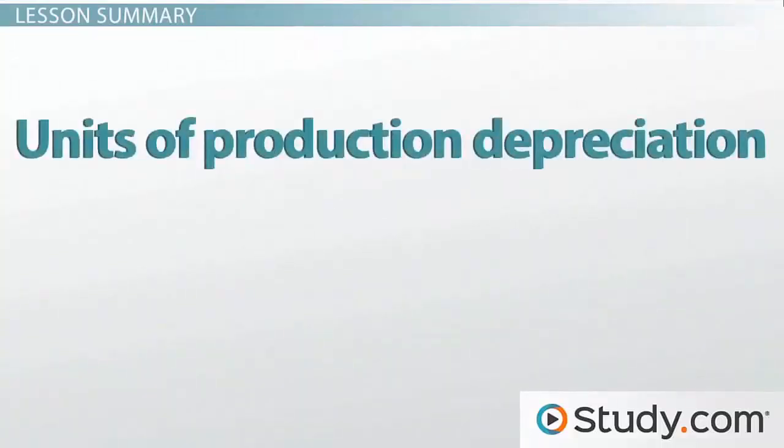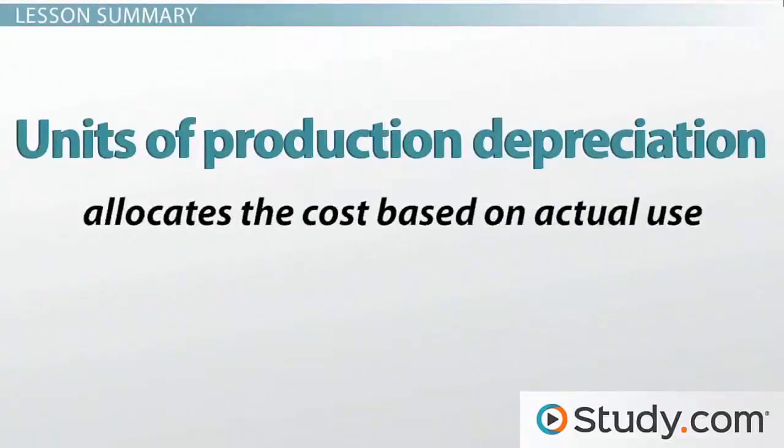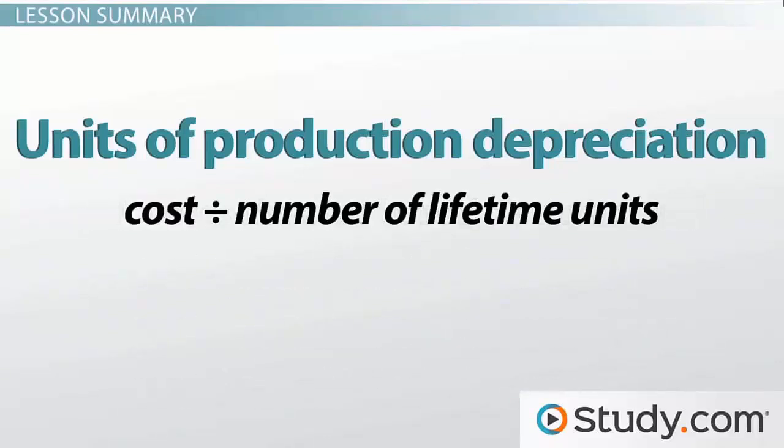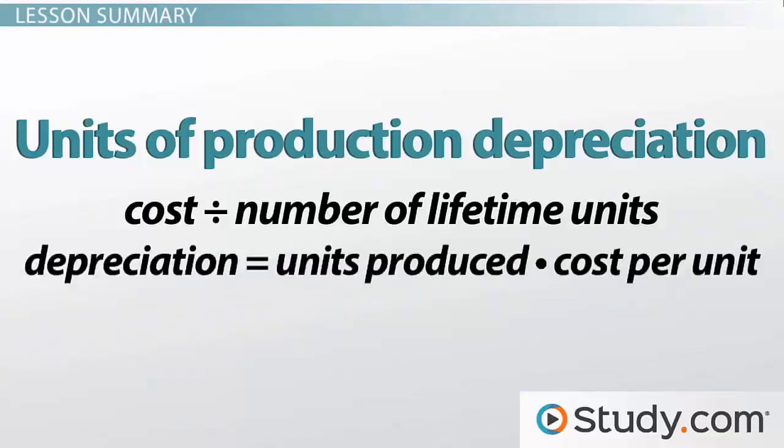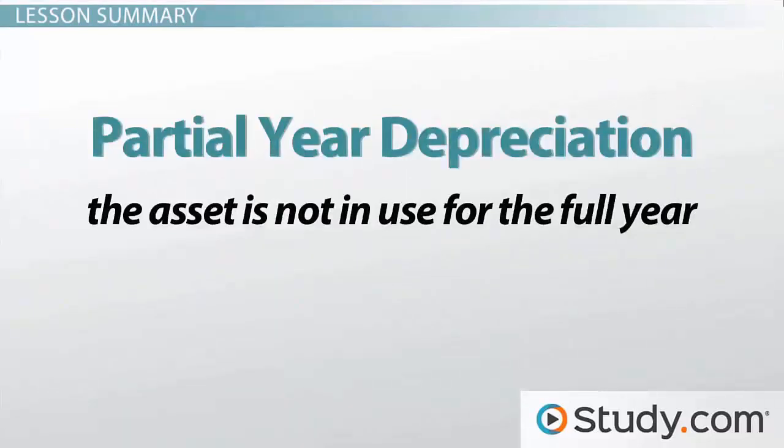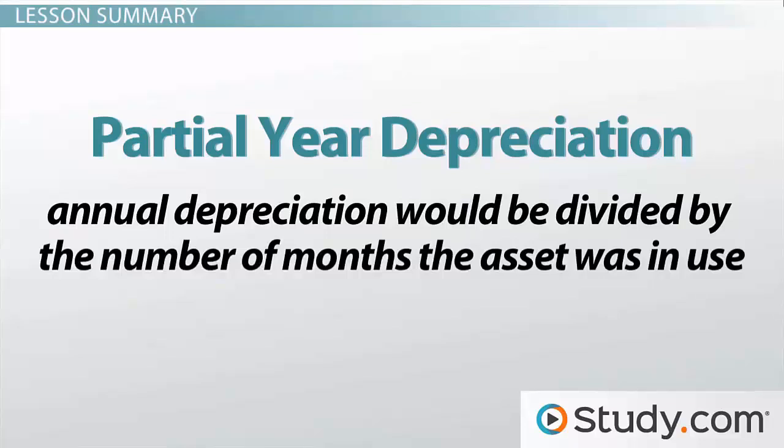The third method, units of production depreciation, allocates costs based on the asset's actual use. This method divides the cost of the machine by the number of items it can produce in its life. Then the depreciation each year is calculated by multiplying the number of items printed that year by the cost per item. Partial year depreciation would occur when the asset is not in use for the full year. To calculate that, the annual depreciation would be divided by the number of months the asset was in use.